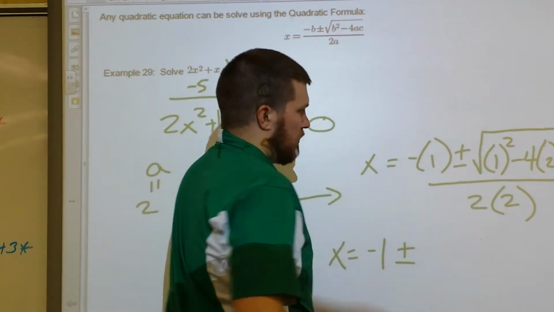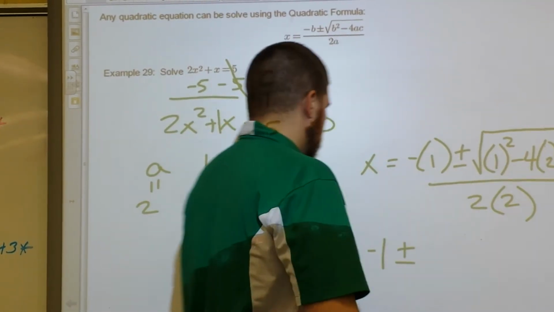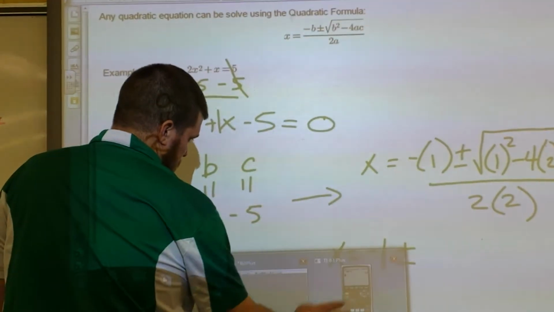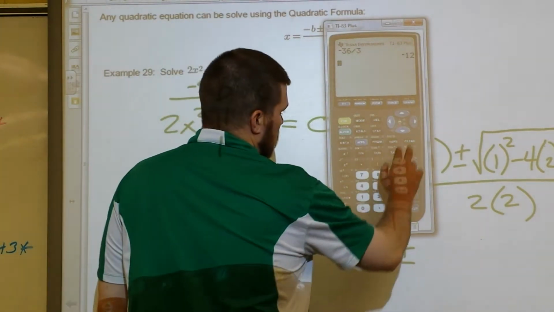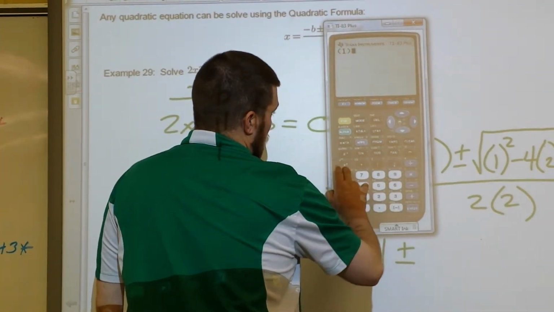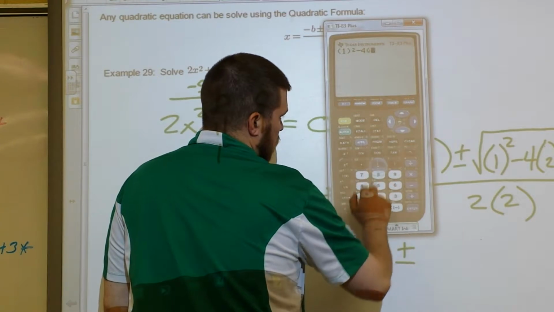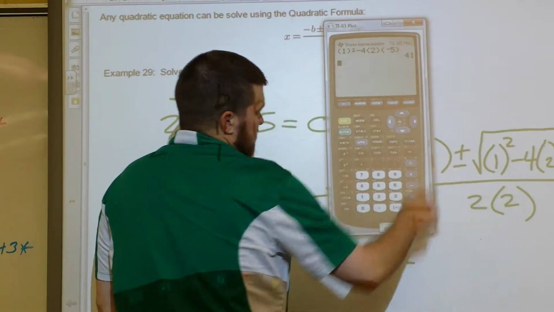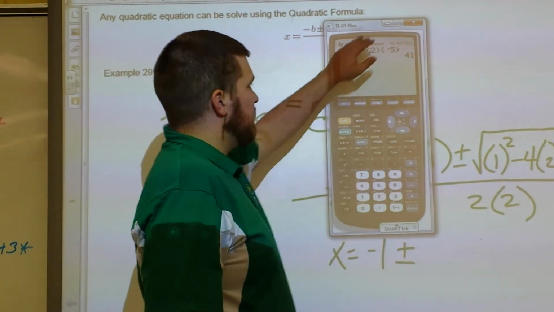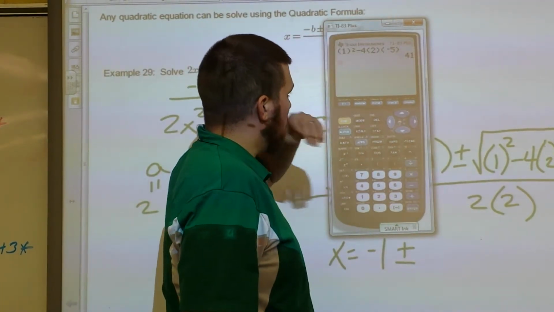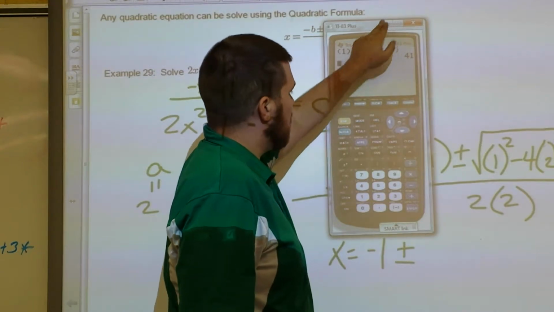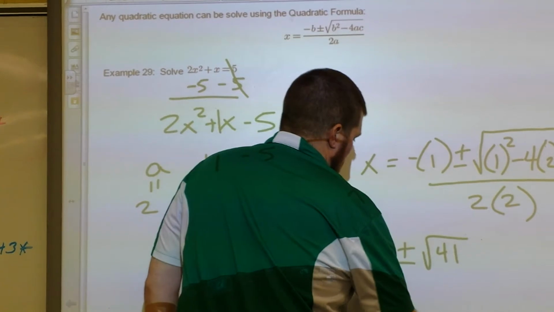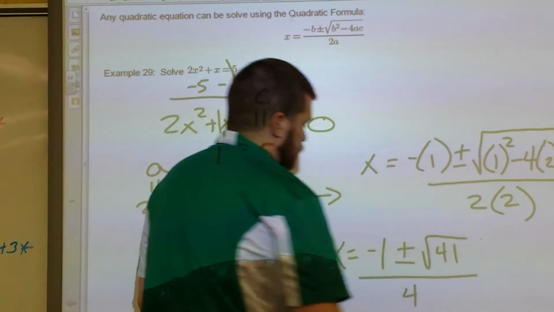Plus or minus. Now I want to clean this up on the inside of my square root. I'm going to use my calculator for that. All I'm doing is the inside of the square root only. So type it in exactly the way it looks, including the parentheses: minus 4 times (2) times (negative 5). So the inside comes out to be a positive 41. Make sure I didn't make any stupid mistakes. Everything looks good. Plus or minus the square root of 41. And then 2 times 2 is 4.